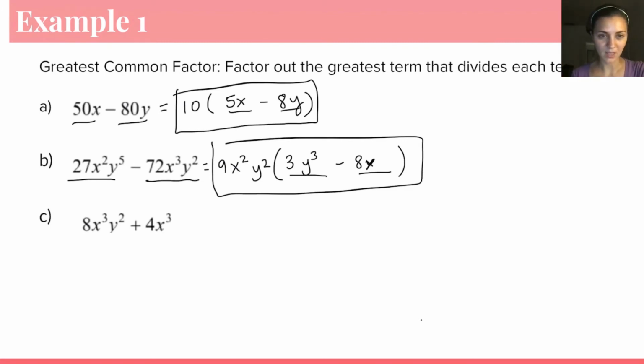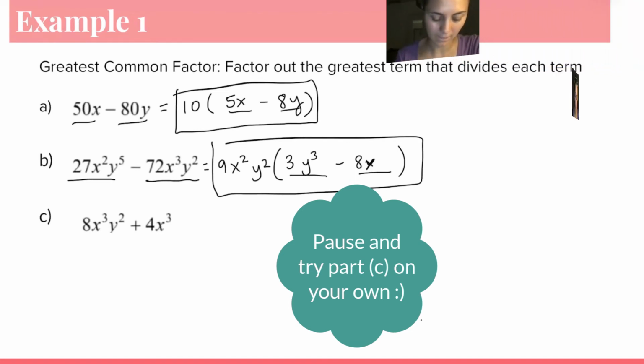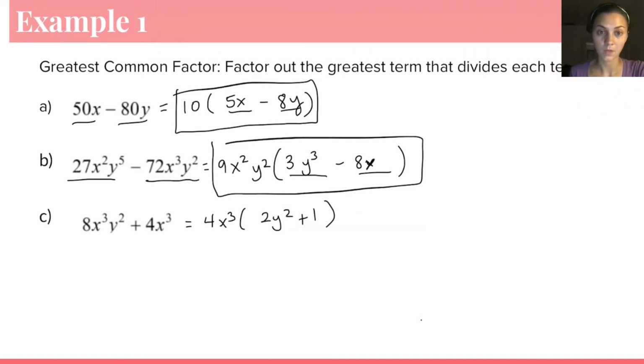Part C, I'm going to let you try on your own, so you should work on part C individually and then compare with my answer. One common mistake with part C would be to not include this plus 1. It is very important we still add 1 because 4x cubed divided by 4x cubed is 1. So we still have to add plus 1. But that is as simple as we can go. That's factored form.